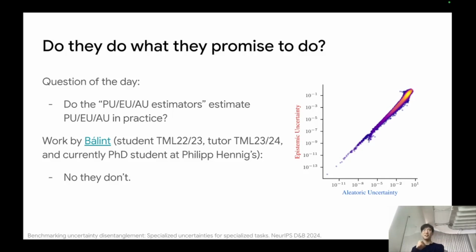And the answer from the paper is no to this question. So empirically, all these estimators are highly correlated. This is the typical plot that you see in the paper. So you have epistemic uncertainty on the y-axis, aleatoric uncertainty on the x-axis. If they are actually encoding something different, then you should really see different variations of aleatoric and epistemic uncertainty depending on the samples. So each point is a sample in the data set.